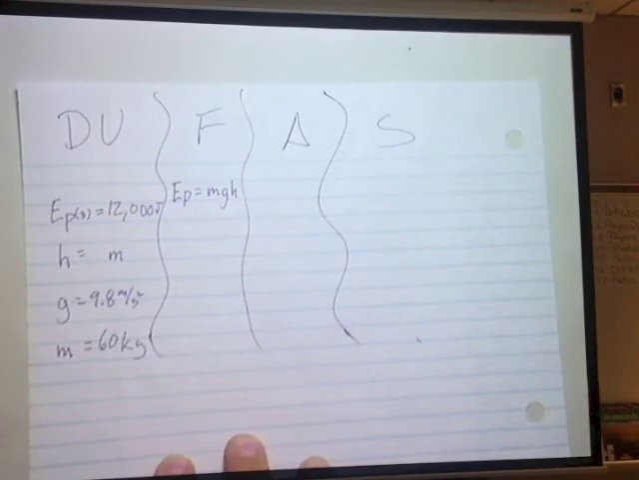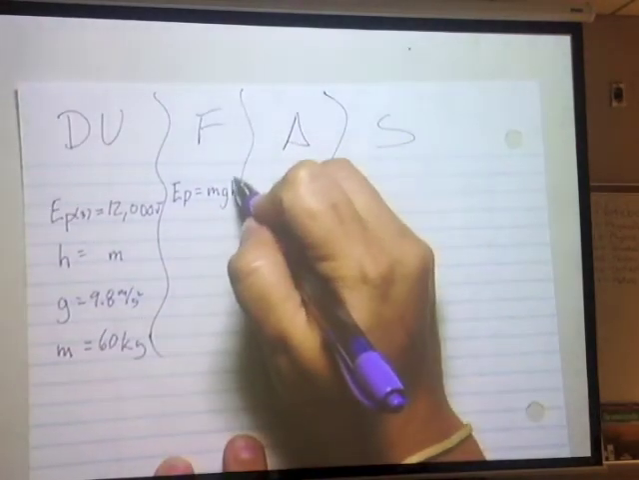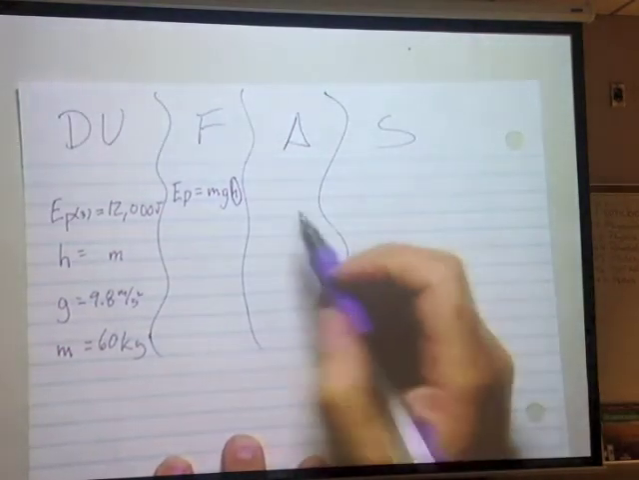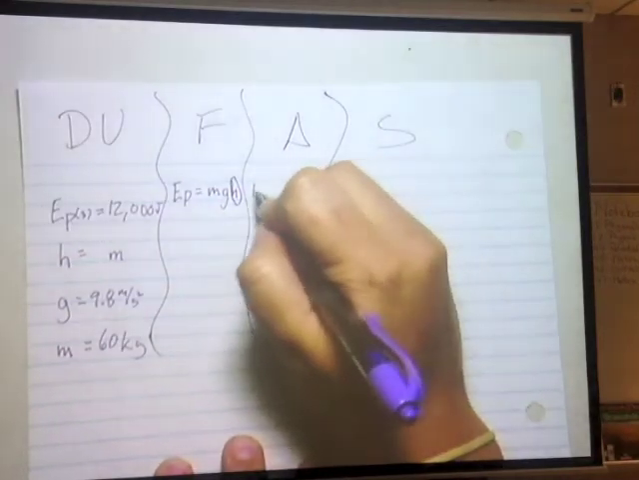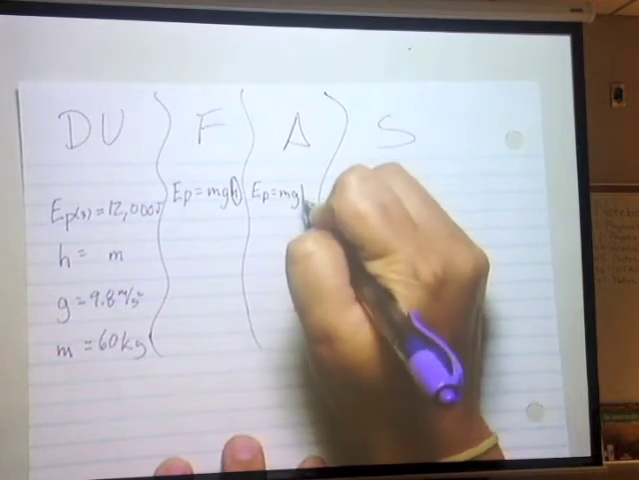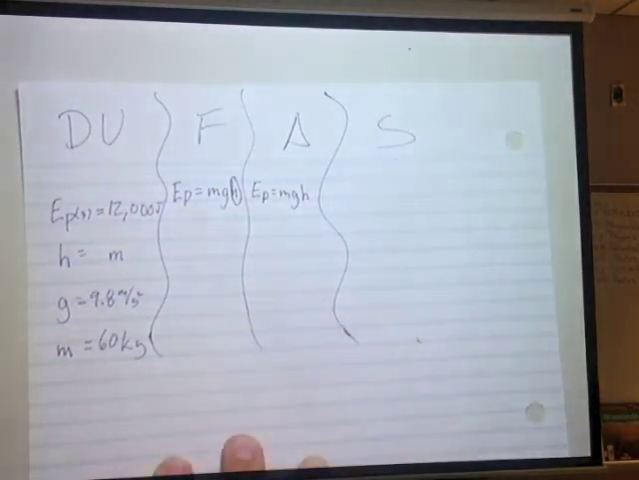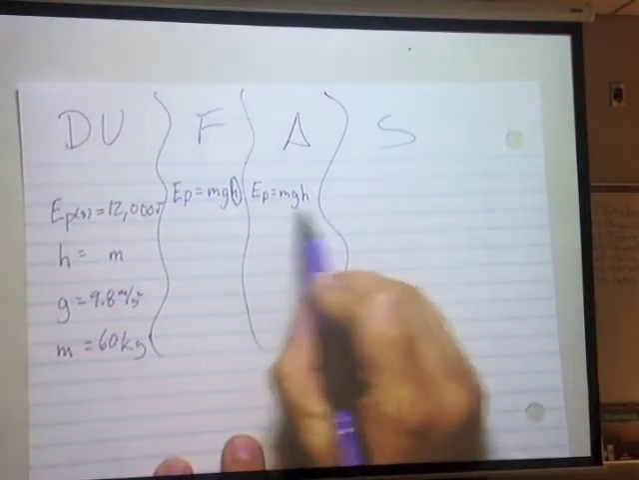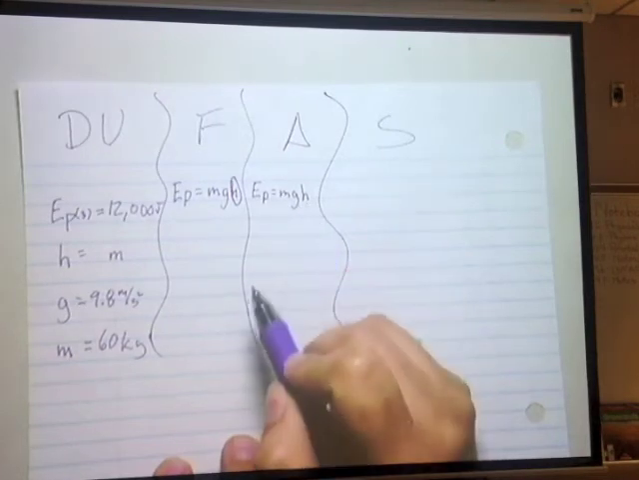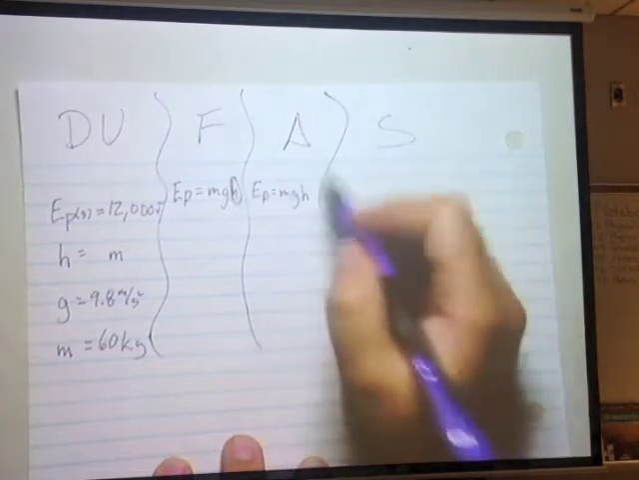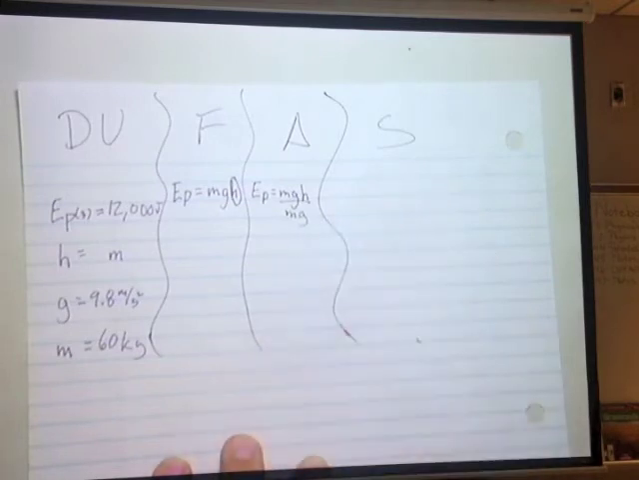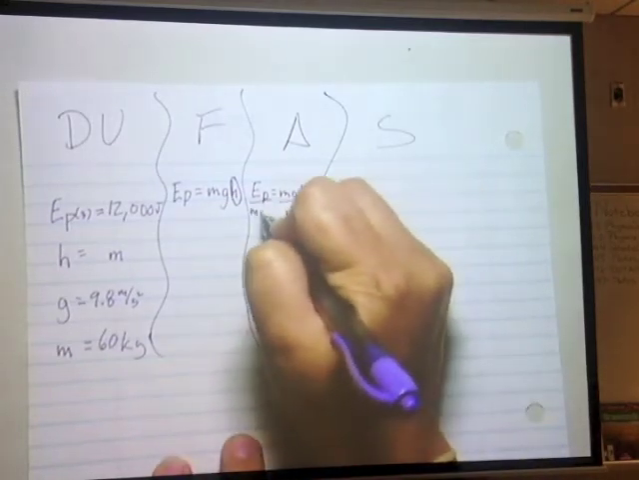So here's where you're going to have to rearrange, because you're looking for h. This is where you're going to use your algebra to solve for h. If I look at this formula, I have potential energy is equal to mass times gravity times height, and I'm trying to get height by itself. Well, I'm multiplying on this side. Since I'm multiplying mg by h and I want height by itself, I'm going to do the opposite operation of multiplying, which is division. So I'm going to divide both sides by mg.